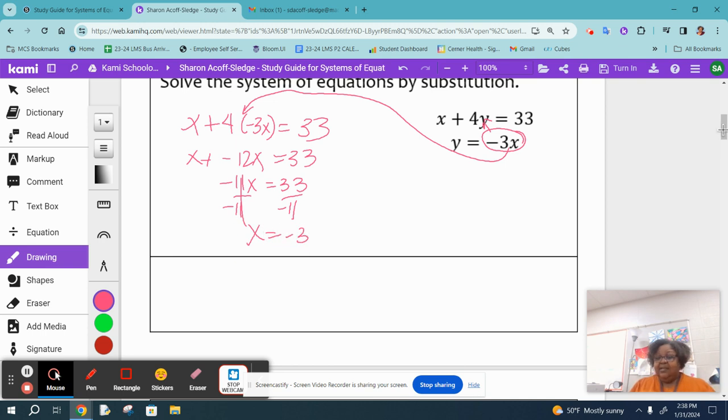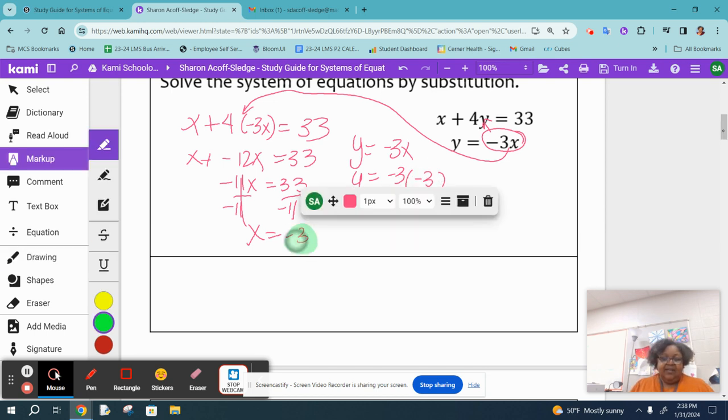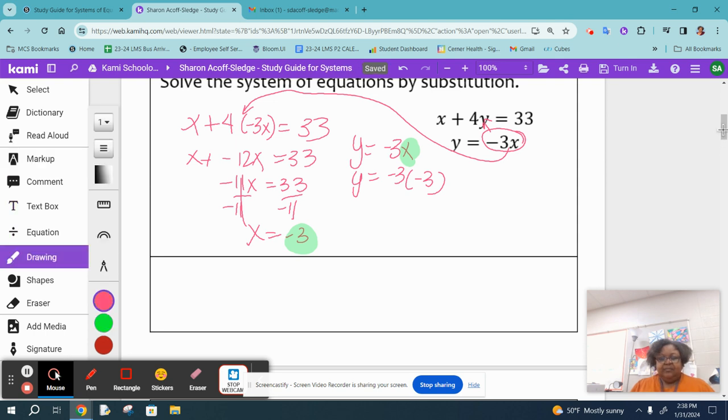Now, we're not done. We also need to find y, because remember, the solution to a system of equations is an ordered pair. So we have this one already solved for y, so let's use this one. So y equals a negative 3 times x. So y is equal to a negative 3 times a negative 3, because right here, x is a negative 3, and that's what we put right there. This is multiplication, and y is a positive 9.